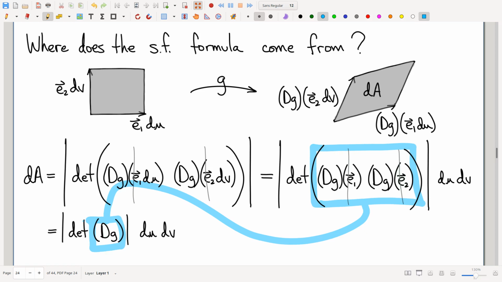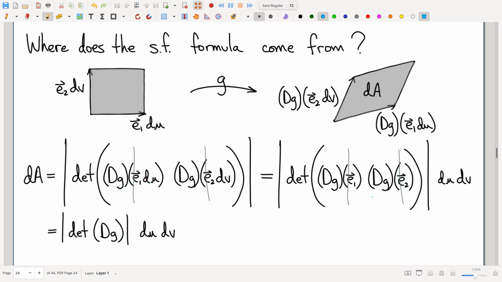So that's how the argument works, in broad brushstrokes anyway. And as desired, the stretching factor is what we had previously claimed.